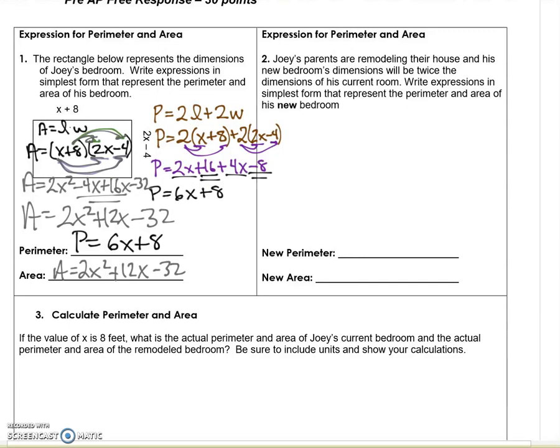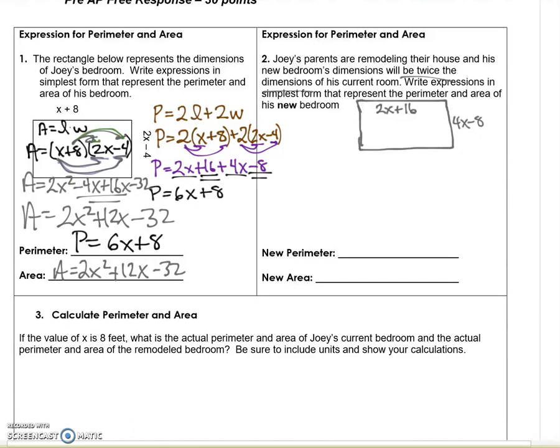For question number 2, they're going to remodel their house, and Joey's new room is going to have twice the dimensions. So if we take the original dimensions and double them, obviously this is not drawn to scale, this side becomes 2 times x plus 8. In order to get twice the dimensions, I multiply the original dimensions by 2. That gives us 2x plus 16, and then 2 times 2x minus 4 is 4x minus 8. So there are the new dimensions.